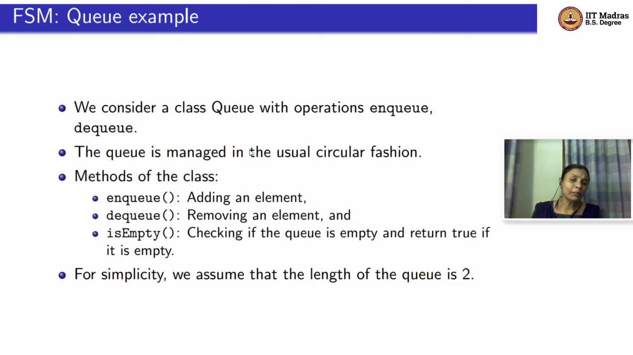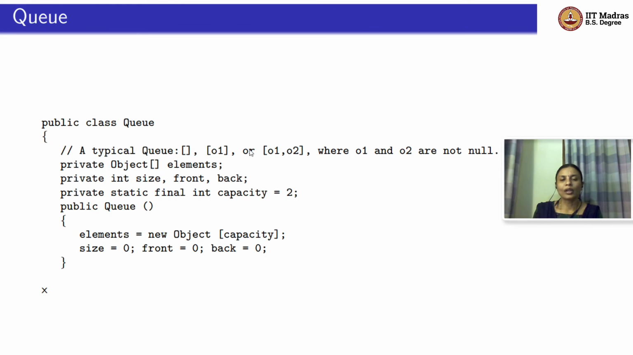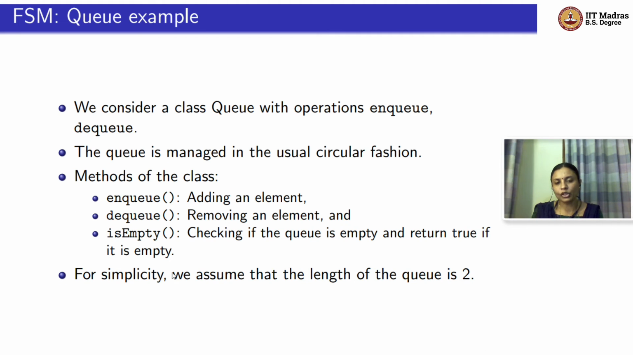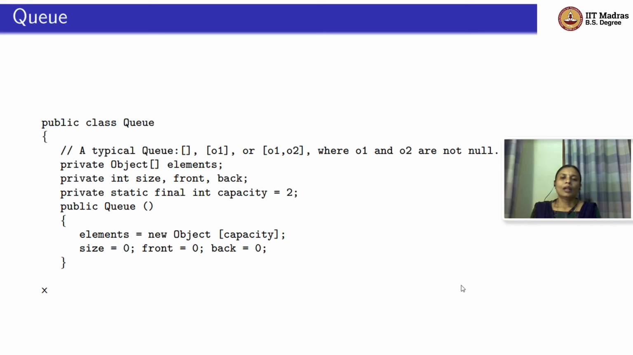The queue can be of any finite length, but for the purpose of illustration, assume that the length of the queue is 2. So let's start looking at the code. There's a class queue, and assume the length of the queue is 2. That is, it can have 0 elements, 1 element, or at max 2 elements. A typical queue can be empty, can have only one element, or can have two elements. This part declares the queue and says its capacity is 2. Then it has the size of the queue, the front and back elements, and then it initializes them.